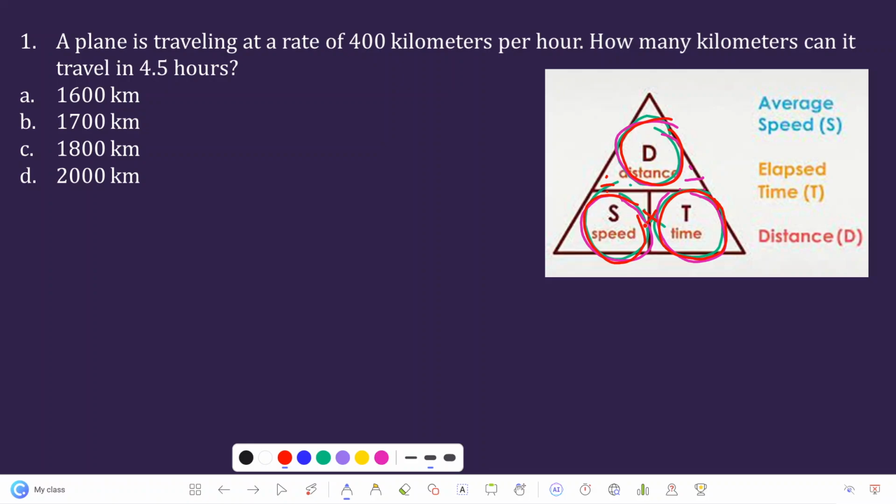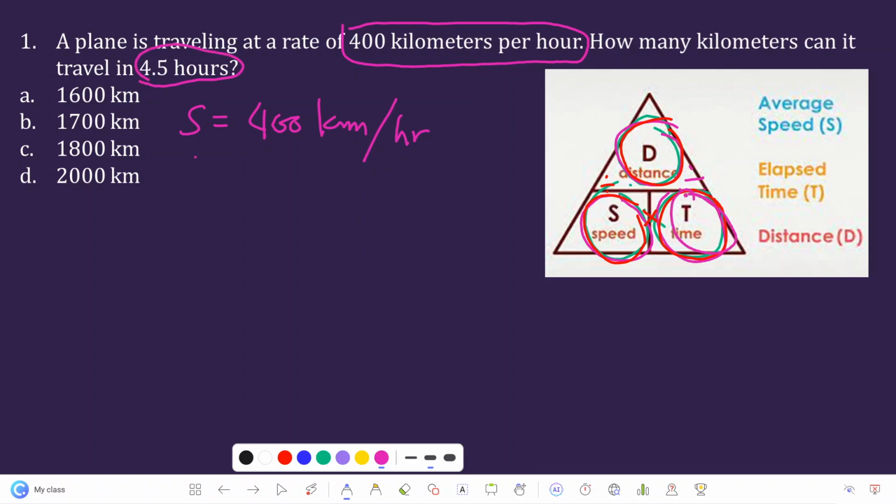A plane is traveling at a rate of 400 kilometers per hour. Pag nakita mo ang kilometers per hour, this is automatically your speed. So speed is equal to 400 km per hour. Then, binigyan ka rin dito ng 4.5 hours. Ang 4.5 hours is your time. So, time is 4.5 hours.